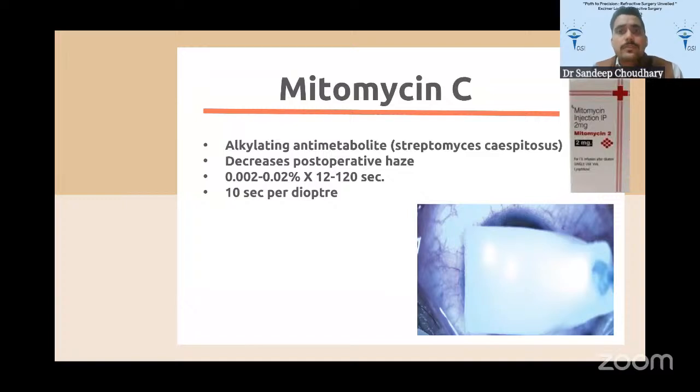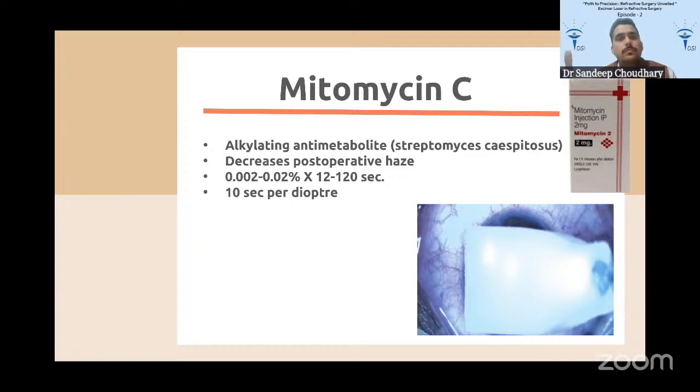Now comes the mitomycin C. Mitomycin C is an alkylating antimetabolite. It is very important to decrease the postoperative haze, although many surgeons prefer not to use it, and there are a variety of exposure times mentioned in the literature. The concentration which we use generally varies from 0.002 to 0.2%, and the timing varies from 12 to 120 seconds.